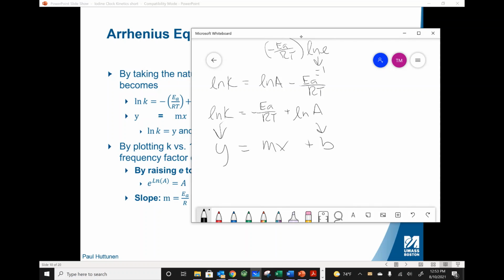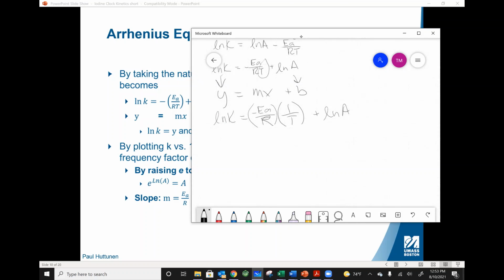So the ln of k is our dependent variable y. X must be what we are varying. And if we are varying temperature, that means we can separate out temperature from this part of the equation. So ln of k equals negative EA over R times 1 over T. And it's 1 over T because T is in the denominator here. And then we have our ln of A.